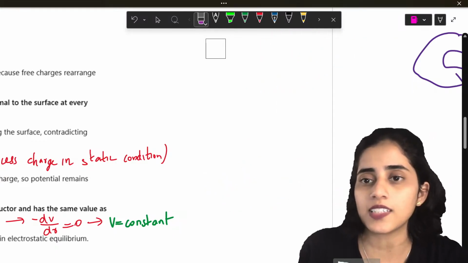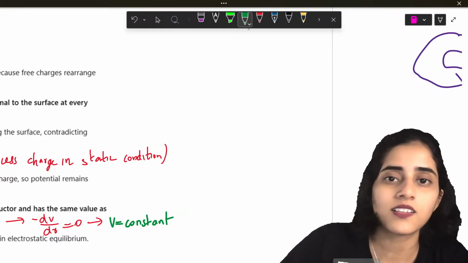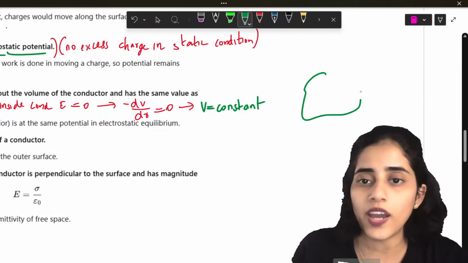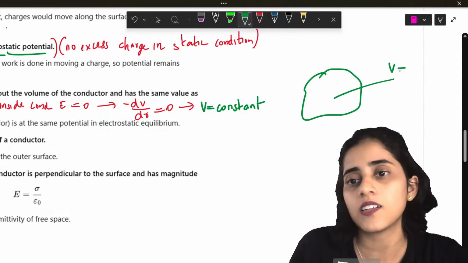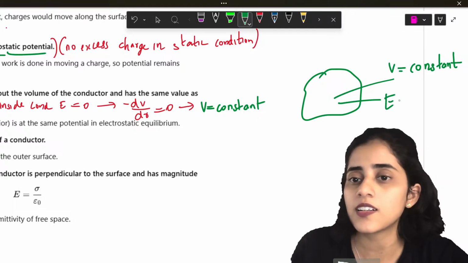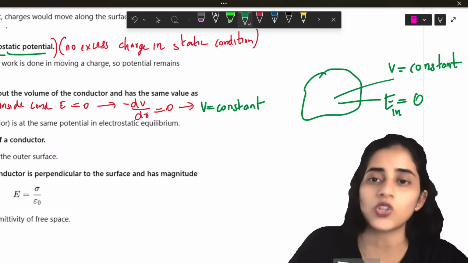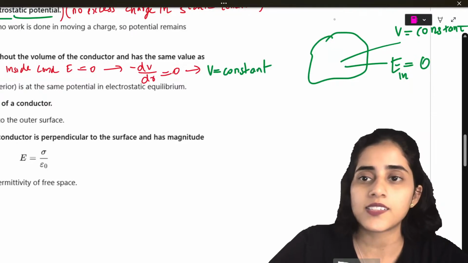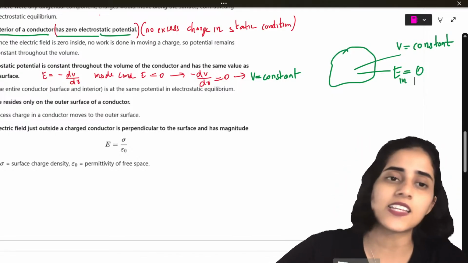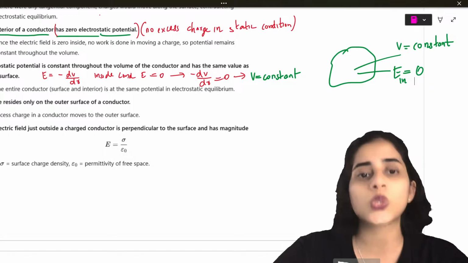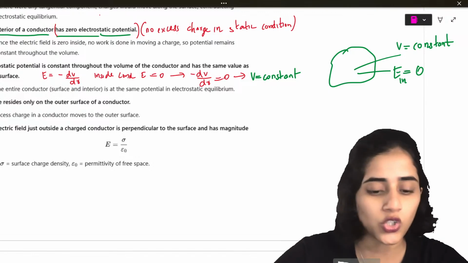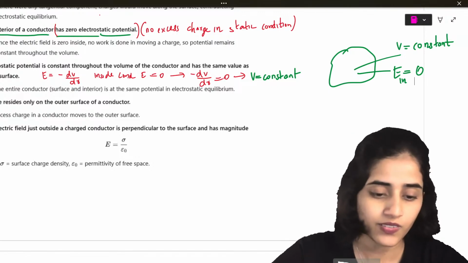So now we get that if you have a conductor, inside the conductor the voltage is a constant. That is because the electric field inside is 0. Is that clear to you? Yes. So that is the next rule. It's very easy. E is equal to minus dV by dr. Inside the conductor, E is equal to 0. So if E is equal to 0, then V should be a constant.